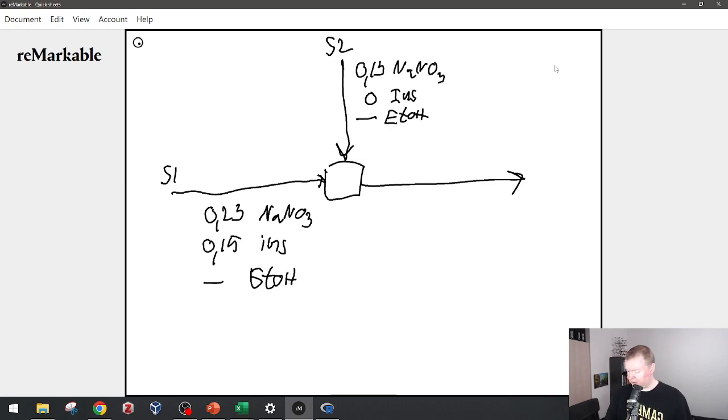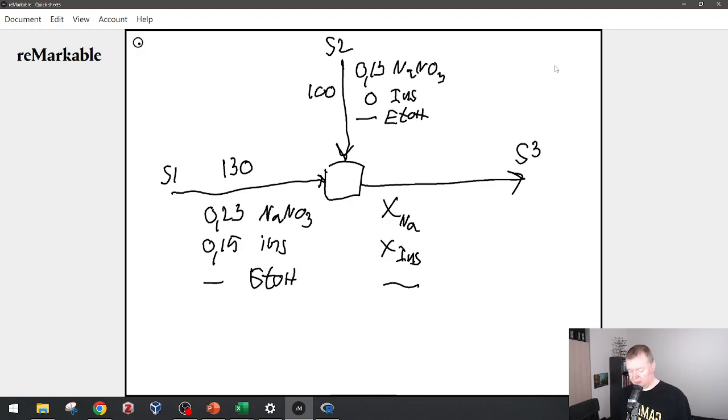And what else do we know? Well, we know that 130 kilograms of this one has to enter, and we know that 100 kilograms of this one has to enter, and all of that ends up in stream 3, which will have some percentage of, what shall we call that, XNA, some percent of sodium nitrate, some percentage of insulin, and the balance water.